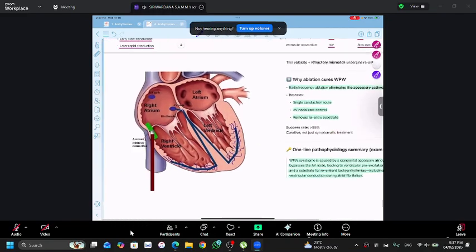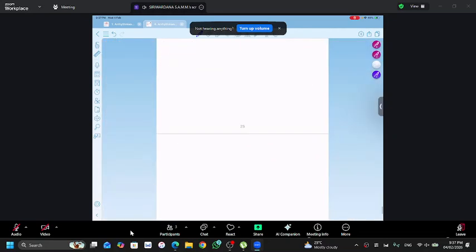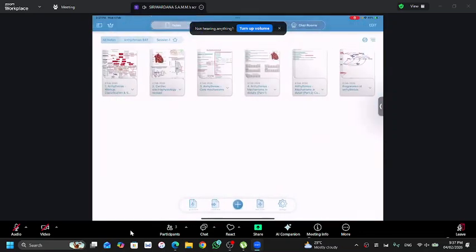Another thing: the definitive cure for Wolff-Parkinson-White is catheter ablation of the accessory pathway. The bundle of Kent you can easily ablate through a catheter sent through the IVC. That is the definitive treatment for Wolff-Parkinson-White. Okay, so now we have done the AV nodal arrhythmias.